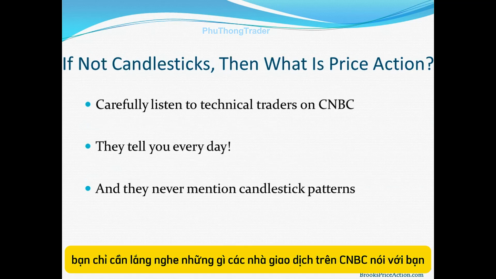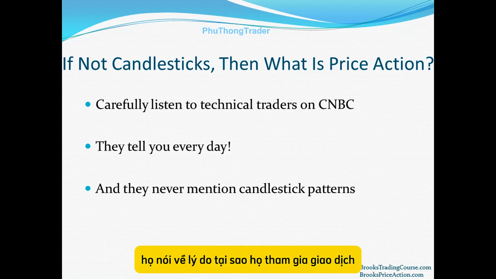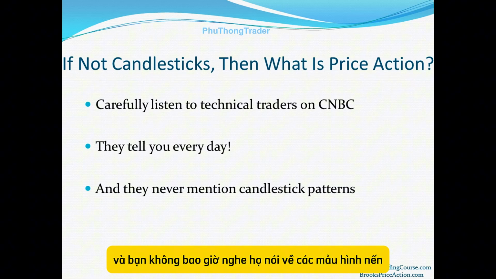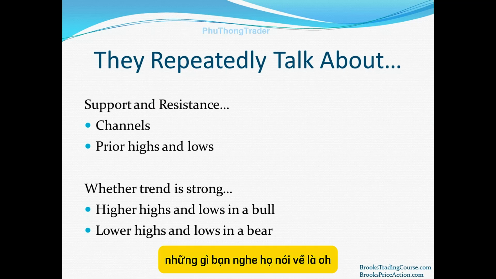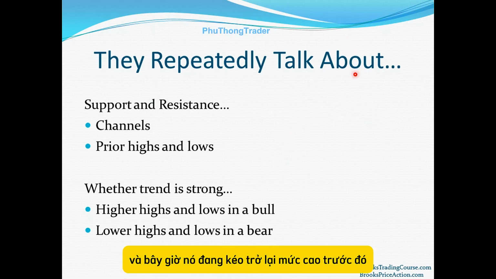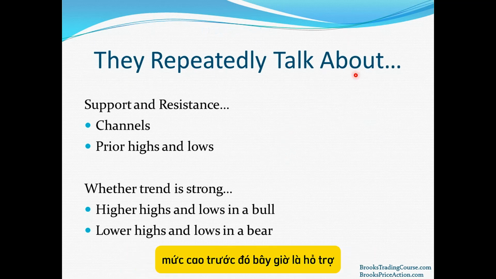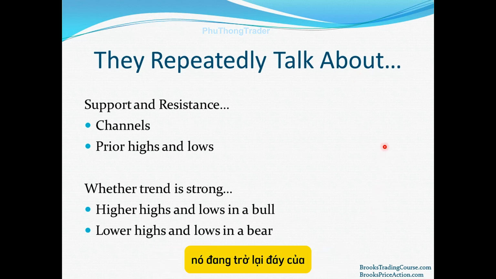Just listen to what the traders on CNBC tell you, and they tell you this every day. They talk about why they're taking trades, and you never hear them talk about candlestick patterns. What you hear them talk about is, the market's near the bottom of a channel, I'm going to buy. It broke out, and now it's pulling back to that prior high. That prior high is now support, I'm going to buy. It broke to the downside, and now it's coming back to the bottom of the upper trading range, therefore it's approaching resistance, I'm going to sell.